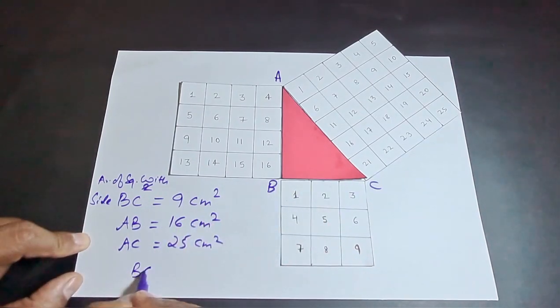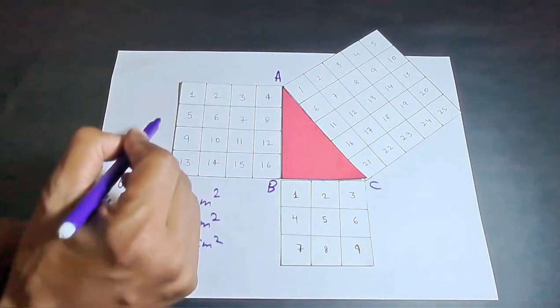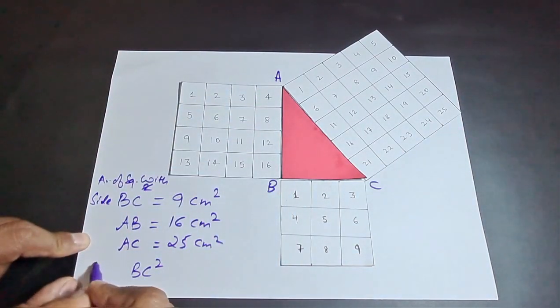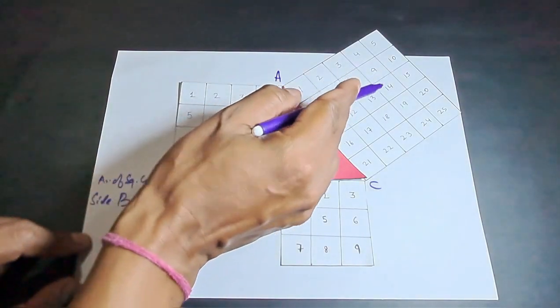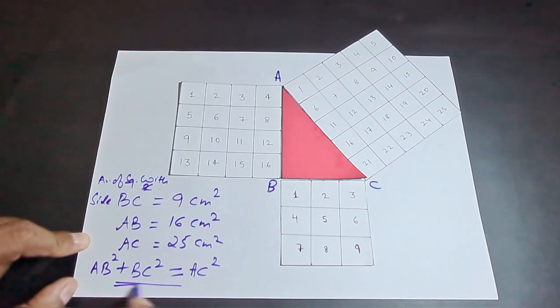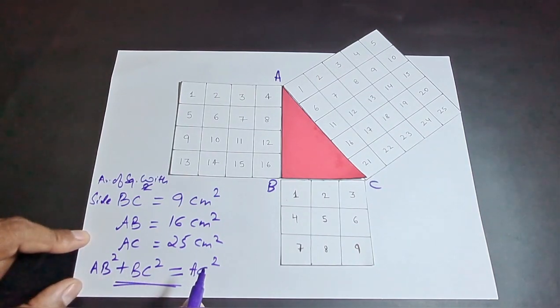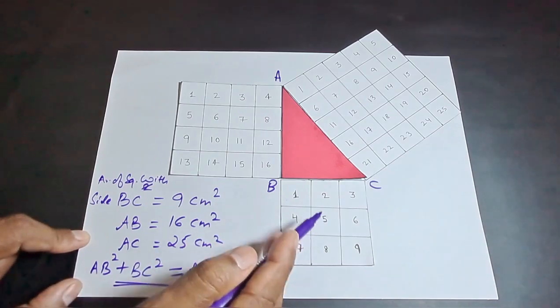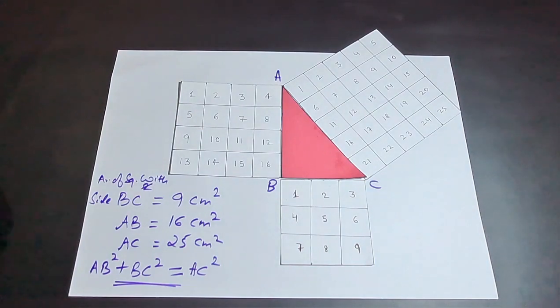Therefore the area of this is BC square, which is 9, and the area of this is AB square, that is 16. If you add 9 and 16, you will get the area of this square which has side AC, so AC square. And that is the exact statement of Pythagoras theorem: AB square plus BC square equals AC square, and therefore 9 plus 16 gives you 25. And that verifies the Pythagoras theorem for this particular right angled triangle.